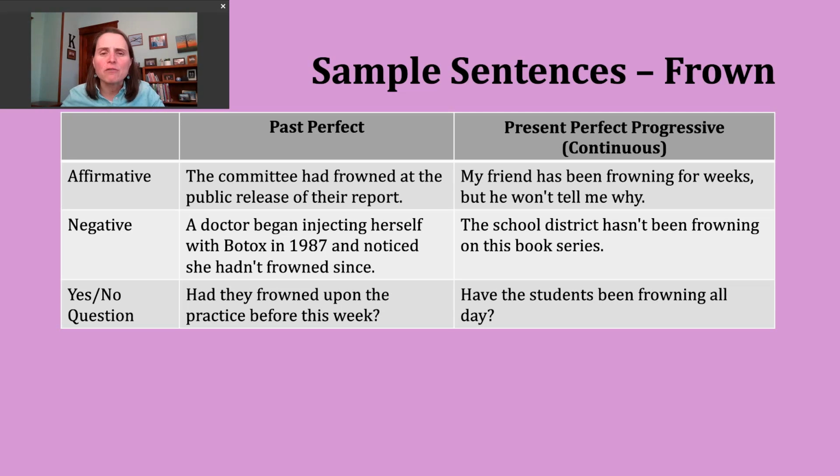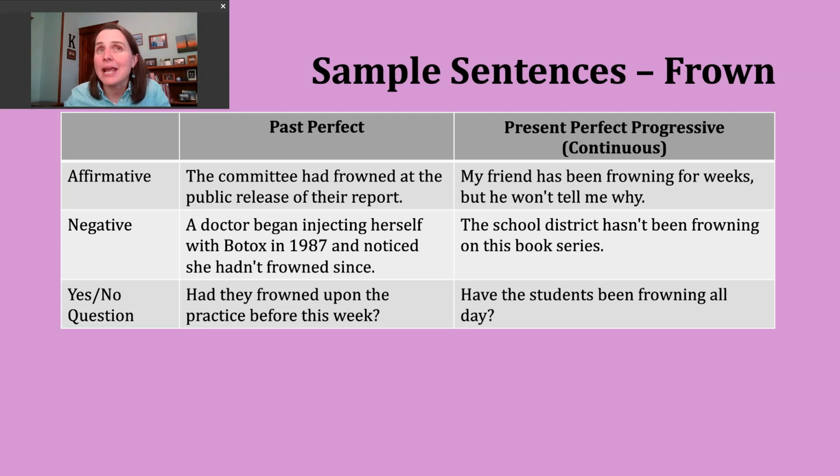The committee had frowned at the public release of their report. Okay. So here, committee is talking usually about a group of people, right? That's my subject, the committee. Here's the first part of my verb, had, and then the participle form of the verb. So they did not approve that whatever report got released, maybe to the media and then shared more widely.